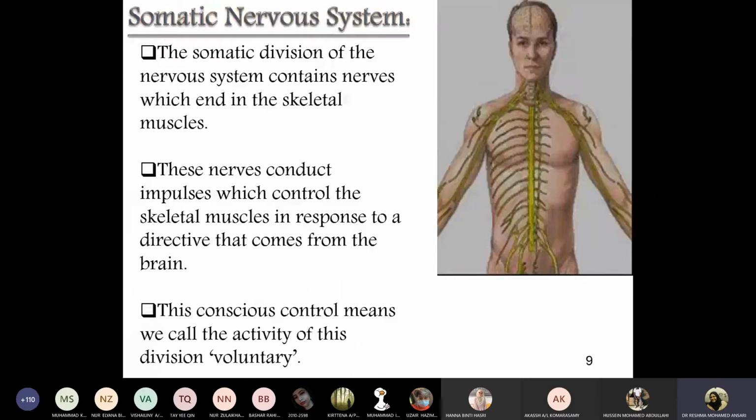The first part is the somatic nervous system. The somatic nervous system contains nerves that end in the skeletal muscle. Skeletal muscles are the muscles which are voluntary or involuntary? Voluntary. They are voluntary. So when you see them under a microscope, how do the fibers appear?